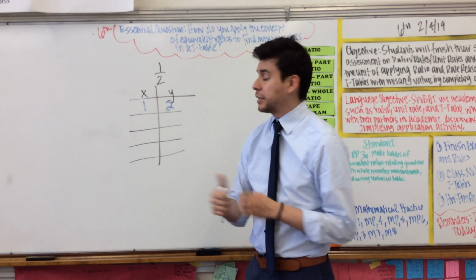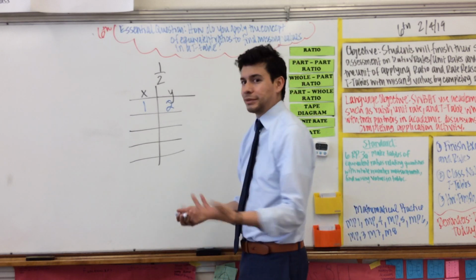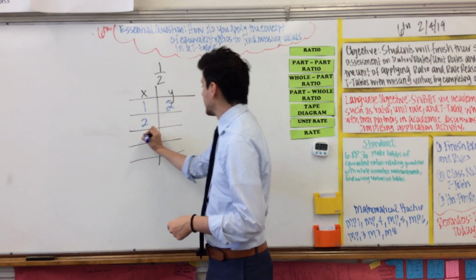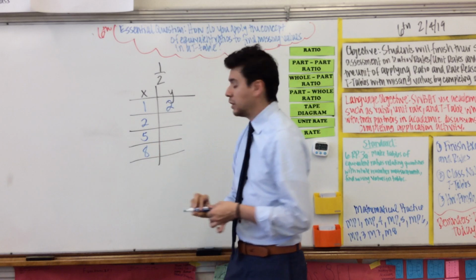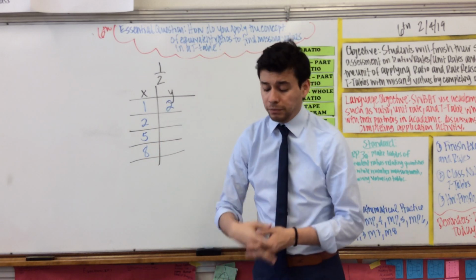Not today in class. Today you guys are picking huge numbers, which is cool. But come on, let's try to be smart here. Pick the easy ones. So I'm going to pick 2, I'm going to pick 5, and I'm going to pick 8. We're going to use equivalent ratios, the same way we figured out how to do rate problems.